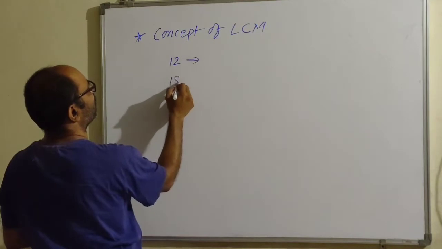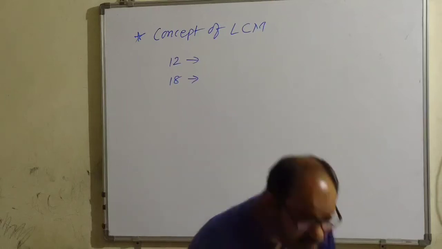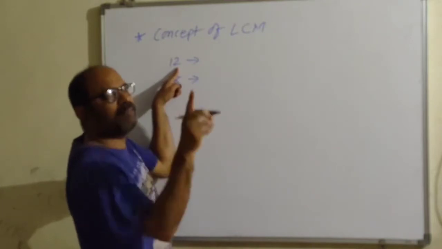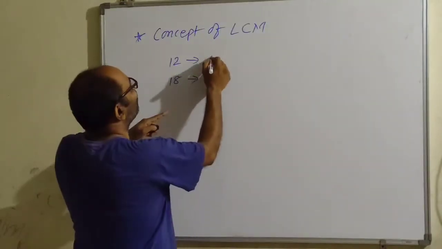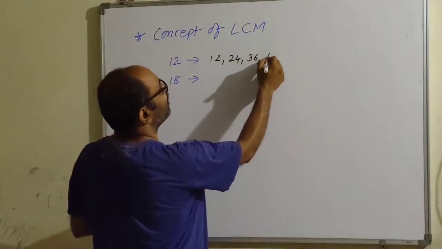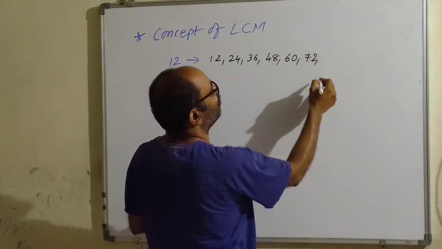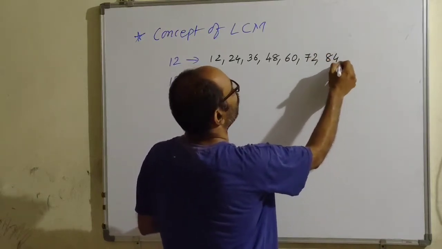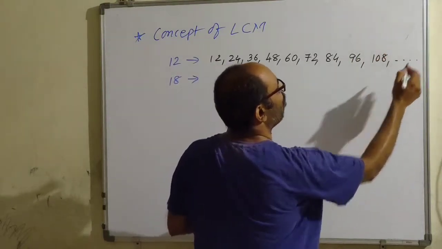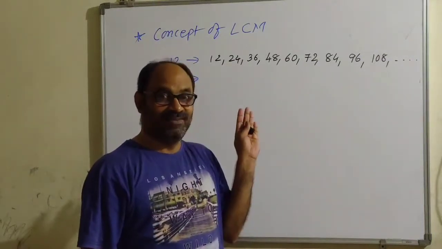Let's take two numbers, 12 and 18. What are the multiples of 12? Do you remember? Table of 12. What are 12 ones? 12, 12 twos are 24, 3s are 36, next 48, next 60, next 72, next 84, next 96, next 108, and so on. Do you remember? Multiples of any number are always infinite.